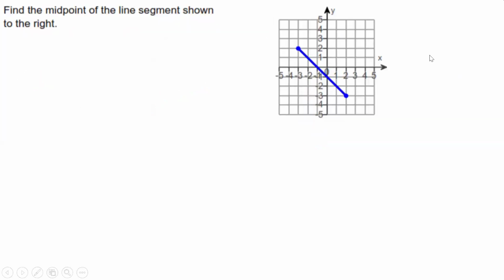All right, here, find the midpoint of the line segment shown to the right. So for our midpoint, we're going to take our x values: 2 plus -3, so that's going to be -1, and divide by 2. And our y's, we're going from 2 to -3, so 2 plus -3 is -1 again, divided by 2. And so that should be the midpoint. So minus a half, that would be about right there. That looks like a legitimate number for the midpoint. So again, we're just adding the x values together and dividing by 2, adding the y values and dividing by 2, and that gives us a midpoint.